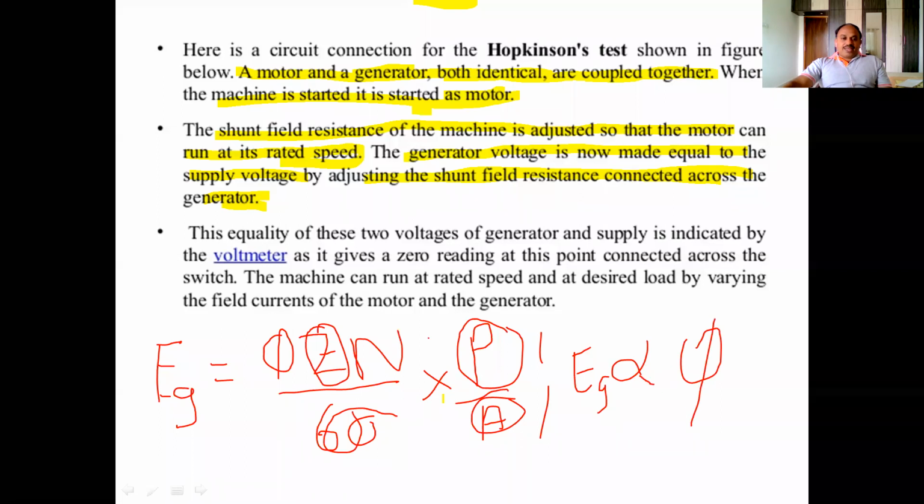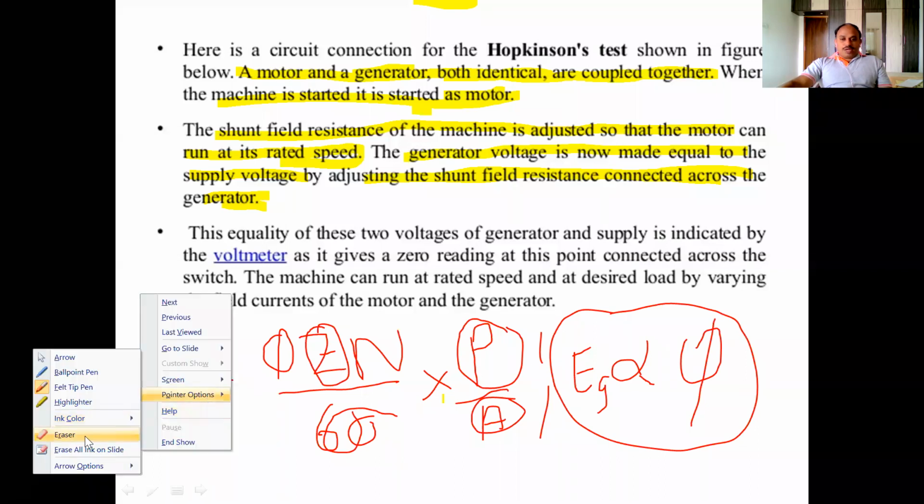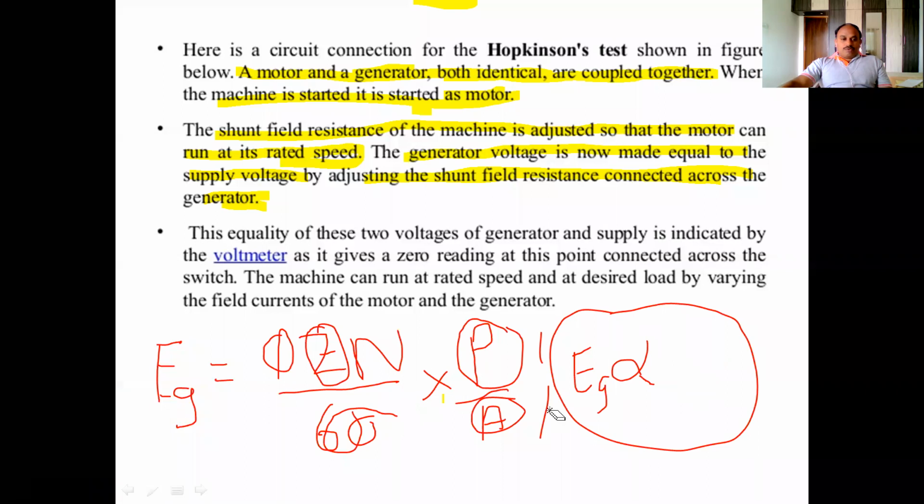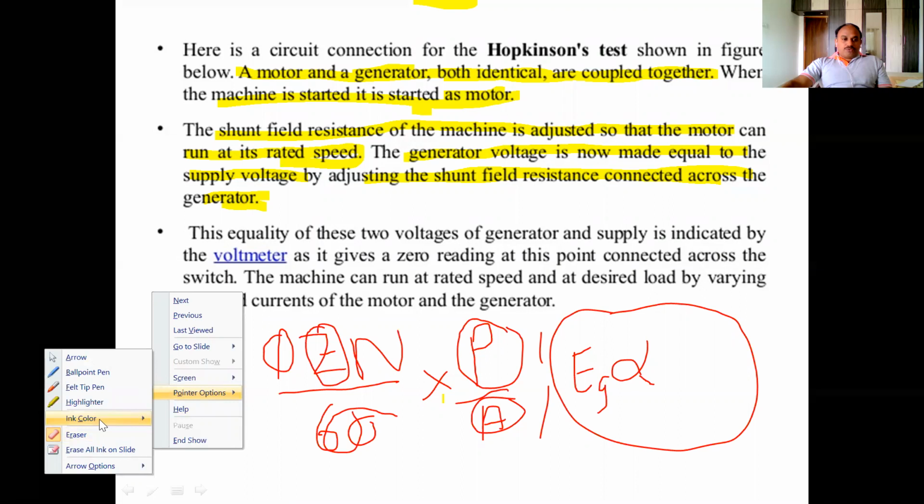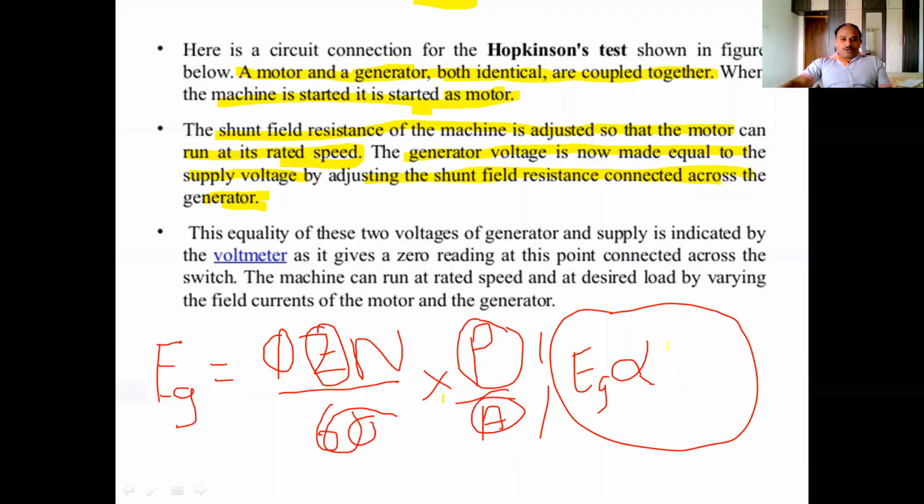If you run the generator at rated speed, with constant speed, Eg is proportional to flux. Flux is proportional to field current. Therefore, Eg is also proportional to field current. So that means the generated EMF varies by varying the field current of the generator.